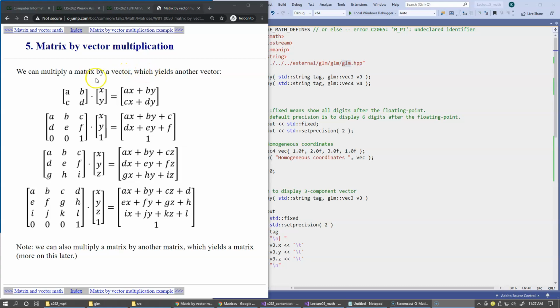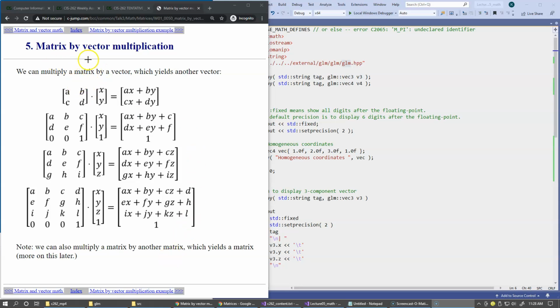One possible operation is matrix by vector multiplication. We can multiply a matrix by a vector, and it yields a new vector. The result of this multiplication is a new vector. And we can also multiply a matrix by a matrix. In that case, we'll get a matrix result.